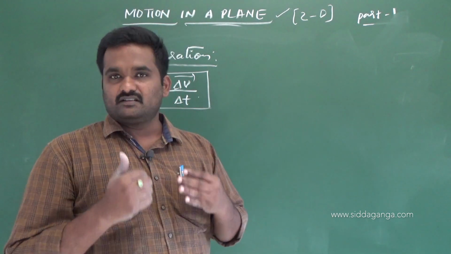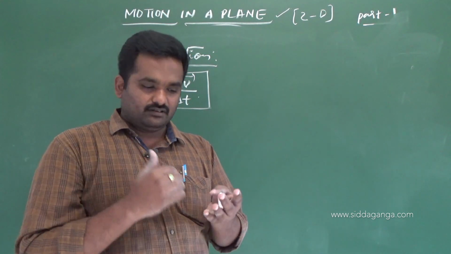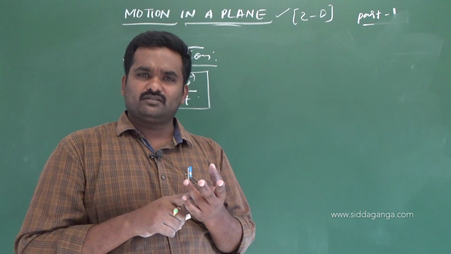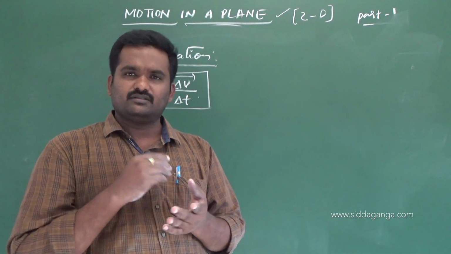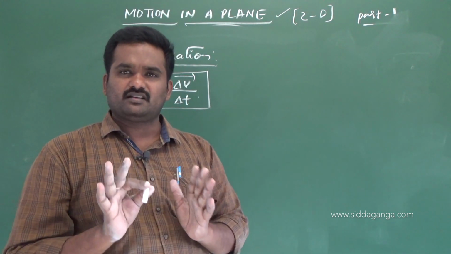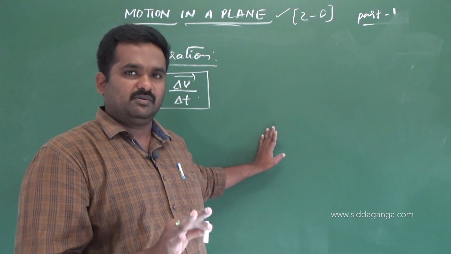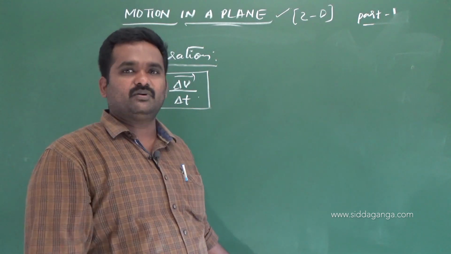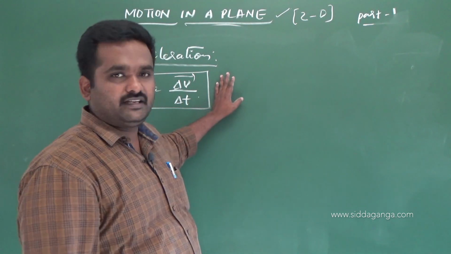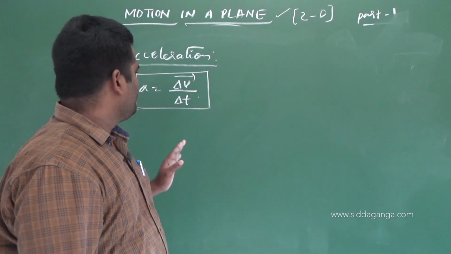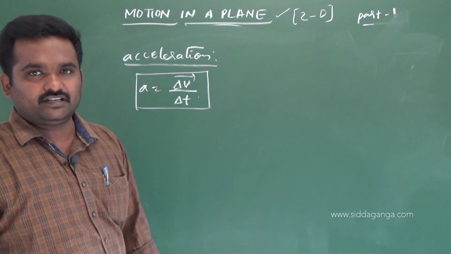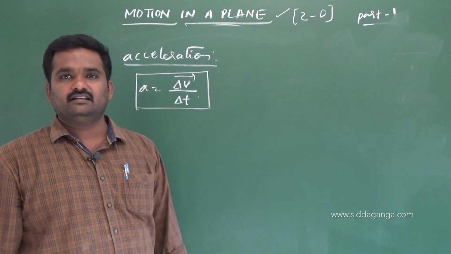Just go through those videos on vectors: how to find parameters like direction and magnitude, how to represent a given vector, and how to add and subtract. Up to that you should be thorough for this chapter. Multiplication we will see later in work, energy, power and so on, where it is required. As of now it is not required. You just have an idea of how we need to write it. So now how do we find the value of acceleration? What do you mean by this change in velocity of the particle?